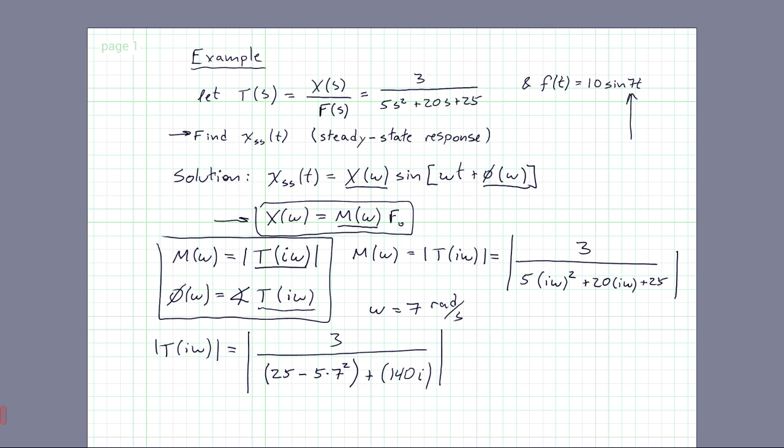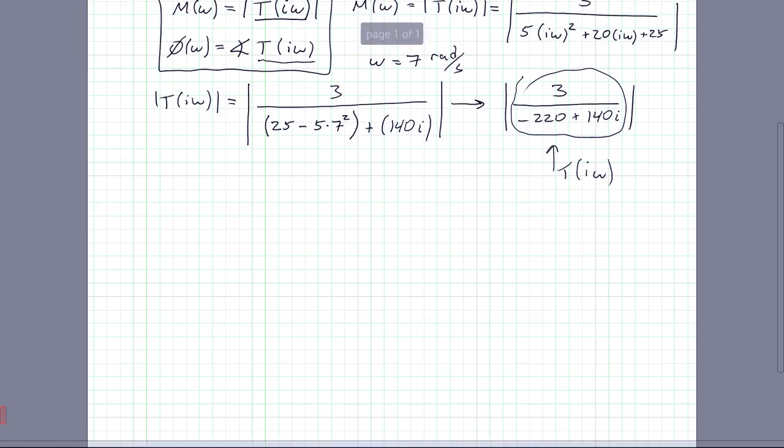And so, essentially, I'm eventually going to have to find the magnitude of 3 over minus 220 plus 140i. So what's inside here, this is my frequency transfer function. Right now I'm trying to find the amplitude first, or the magnitude, to get my magnitude ratio, and then I'm going to do the same thing with the angle.